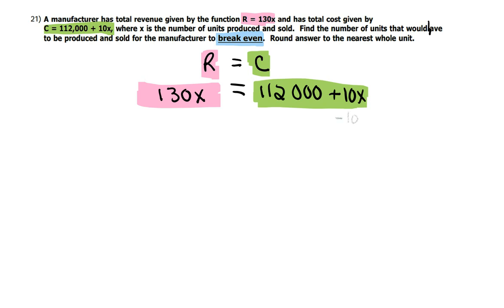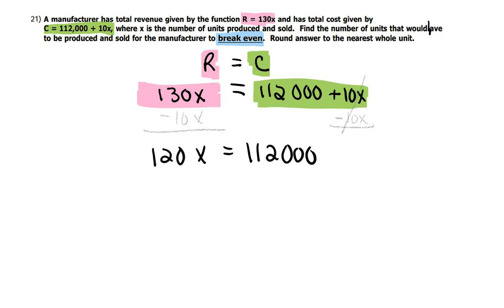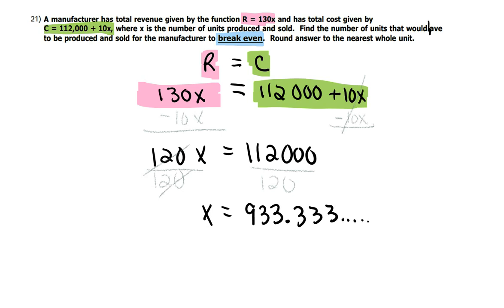Because all I have to do on this equation is subtract 10x to cancel it out on the right, which means I have to subtract 10x from the left side too. 130x minus 10x is 120x, and then the x's are gone on the right, so you just have the 112,000. And so now just divide off the 120, because it'll cancel and become an invisible 1x on the left. Now, when you divide, you actually get 933.333. My calculator just keeps going on.